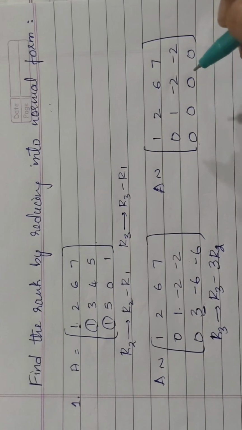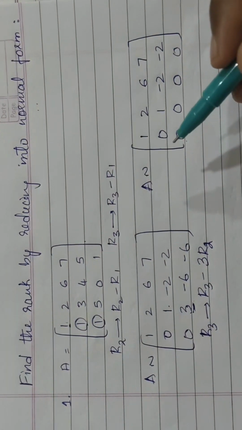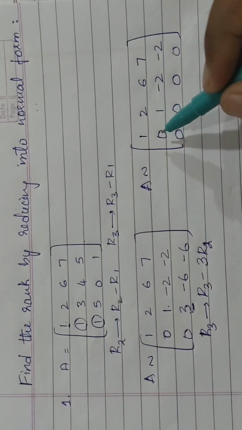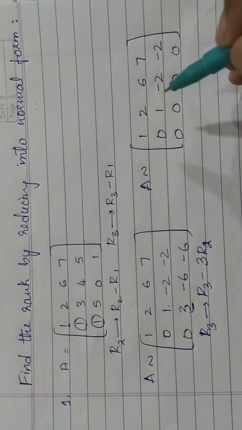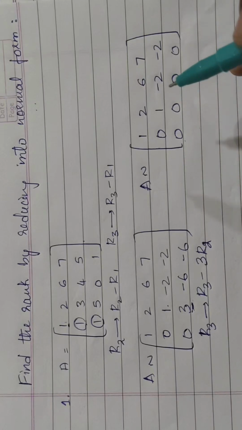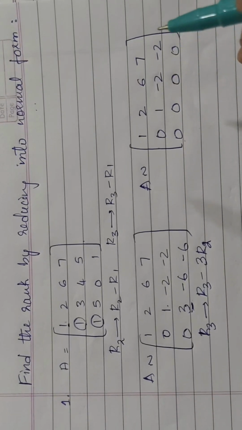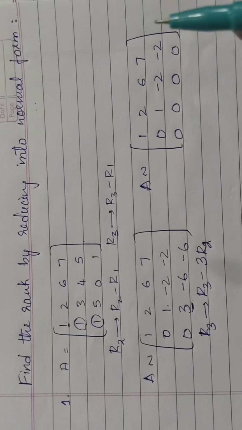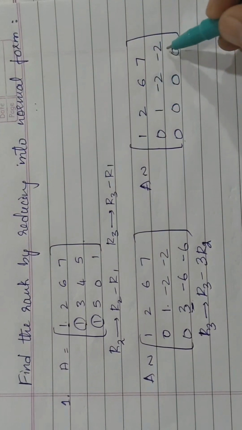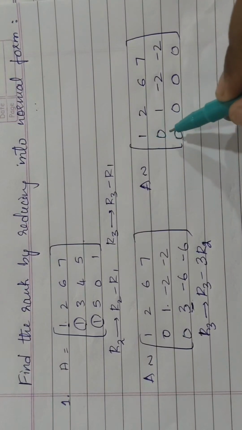Now how will we reduce this to normal form? We will use the column transformation. When we reduced the given matrix to echelon form, we used row transformations. But when reducing the echelon form to normal form, we use column transformations. In the normal form, the elements of the matrix should be only 1 or 0. There should be no other elements like 2, 6, 7, minus 2, minus 2.